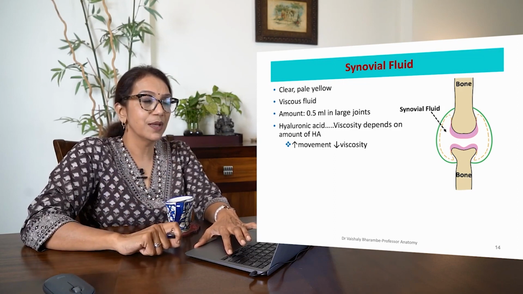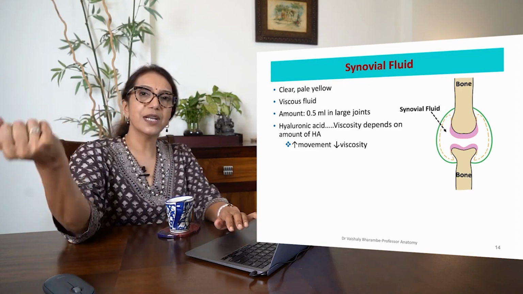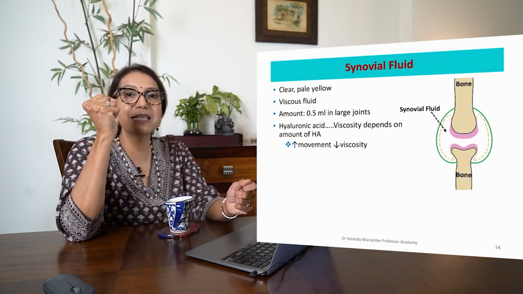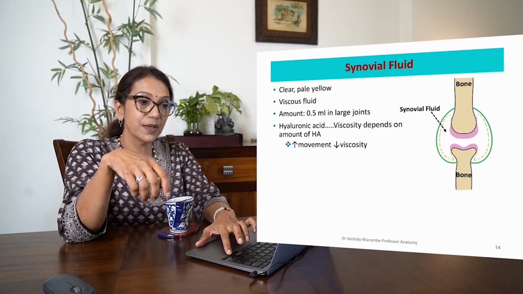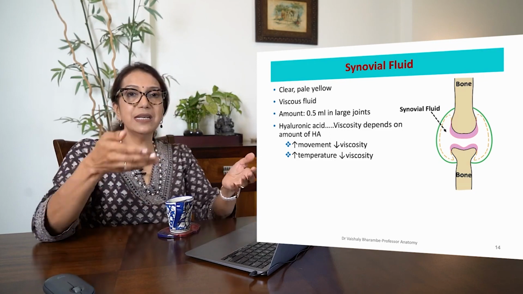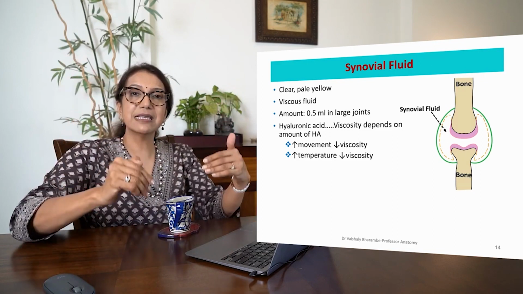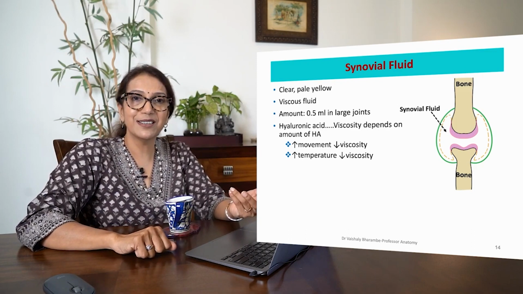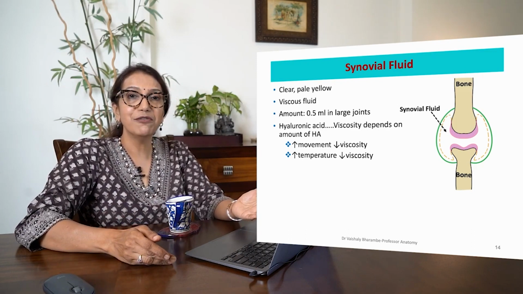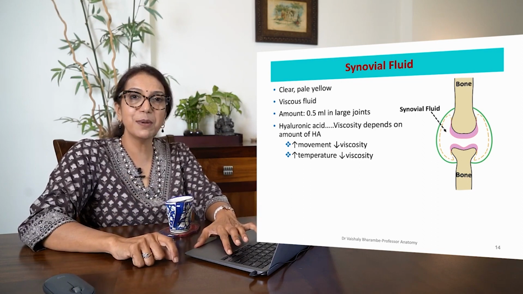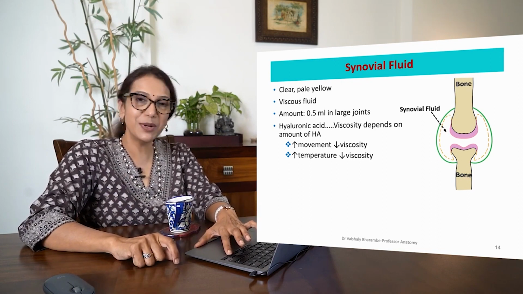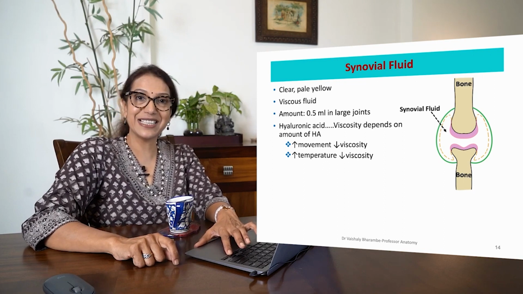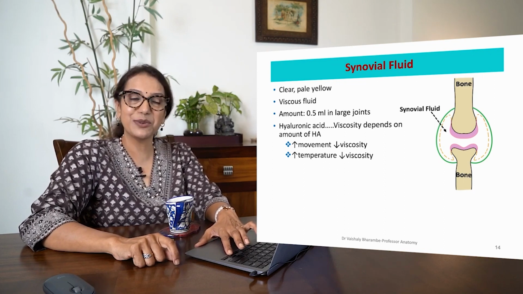Now we come to something very important. Listen carefully. The more you move your joint, less is the viscosity of synovial fluid. That means less is its thickness. Second, more is the temperature, less is the thickness. Okay? Madam, why are you teaching all this? Why do we have to know all these physical properties of synovial fluid? I'll tell you why. It's extremely interesting. When you learn it, you will find yourself entranced. Sometimes knowledge does that to you.